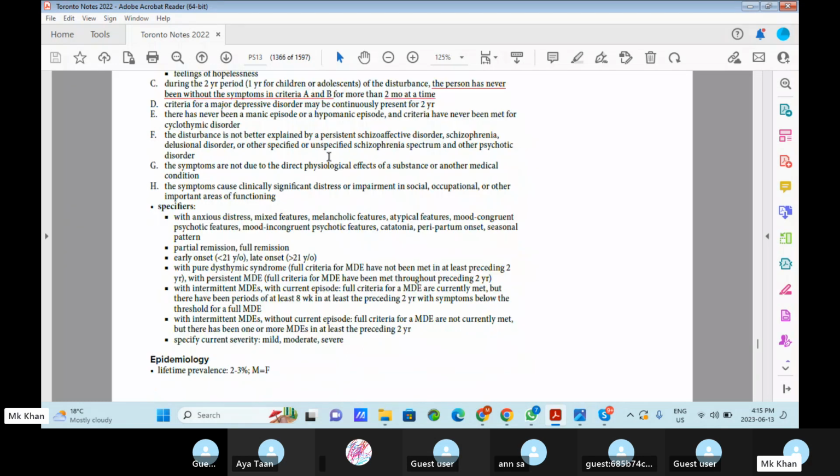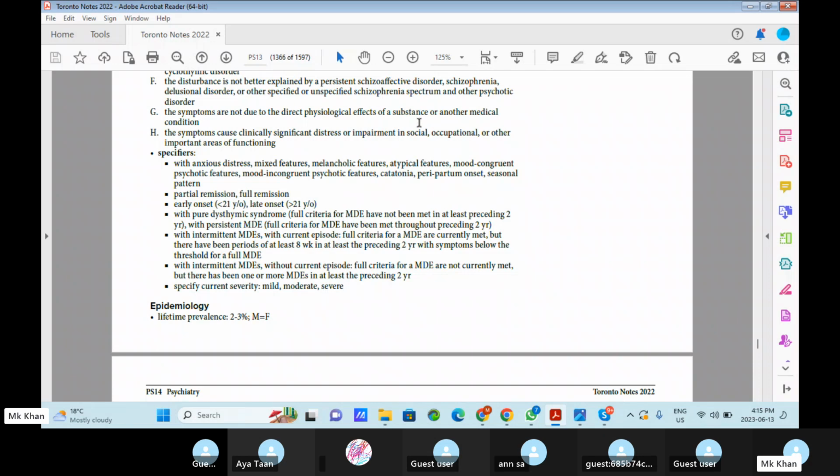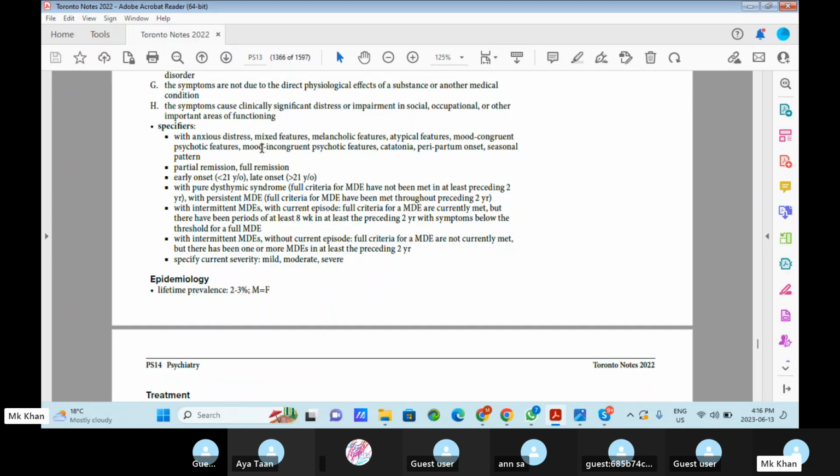So we have to rule out all the others, because if it's manic or hypomanic, then it is bipolar. And the disturbance is not better explained by persistent schizoaffective disorder. So all the other psychotic disorders have to be ruled out, and then the substance disorders and everything. So these are just the specifiers that can be present with all the other conditions. Early onset is less than 21 years, and late onset, so it can be present at any age. And with pure dysthymic syndrome, full criteria have not been met. So these are just the specifiers.